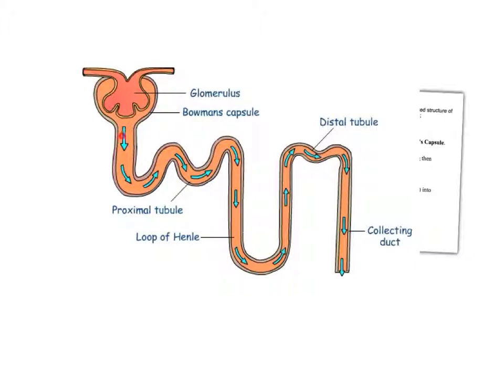And that leads into the proximal convoluted tubule here, which then leads into the descending limb of the loop of Henle here, which then leads into the ascending limb of the loop of Henle, which then leads into the distal convoluted tubule, which then leads into the collecting duct here.